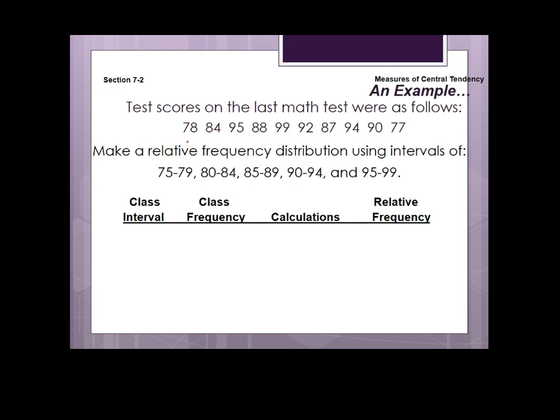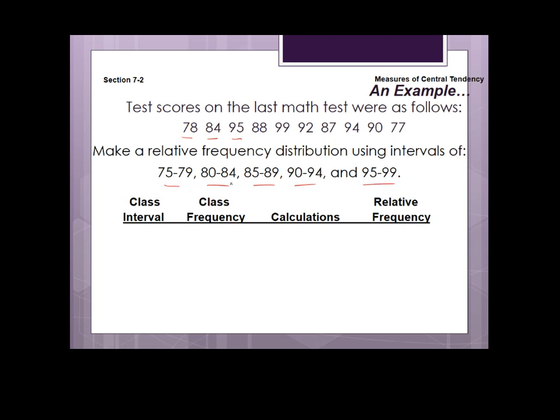So here's some data. Let's say I have these scores, 78, 84, 95, etc. So I'm going to make a frequency distribution. Now typically a histogram or bar graph is based off of your frequency distribution. So first thing I need are some intervals. Now sometimes you can choose your own, but they've given us some interval ranges to use.